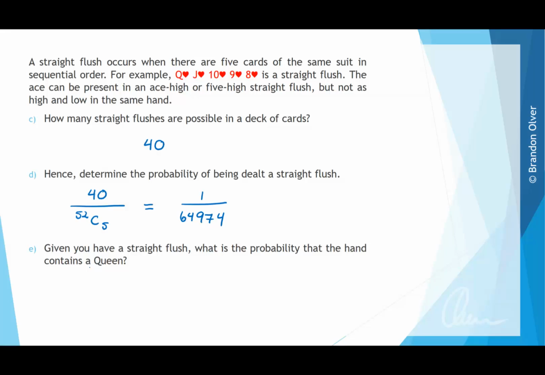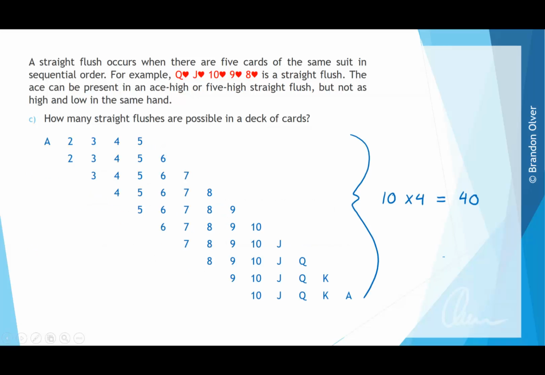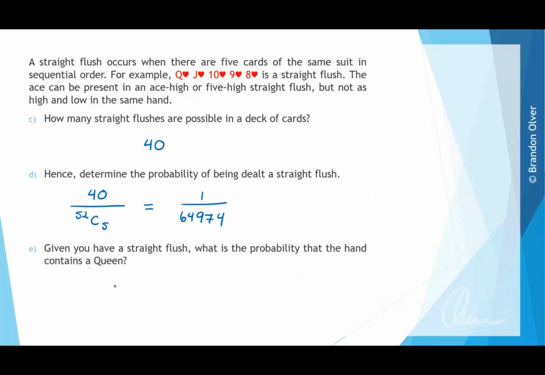For part E, it says given you have a straight flush, so you've got one of those 40 hands, what is the probability that that hand contains a queen? If we flick back a slide, you can see that there's only 3 hands, 1, 2, 3, that contain a queen in the straight flushes. So taking into account that there's only 3 hands with queens present over 10, we know that there is a 0.3 probability that if you have a straight flush, that hand will contain a queen.